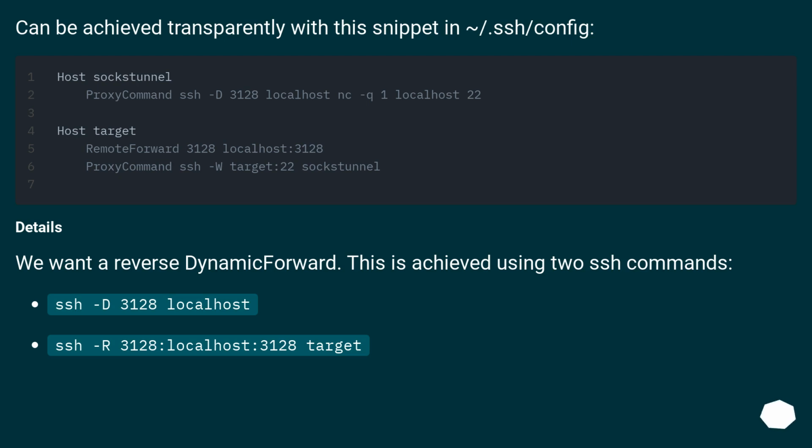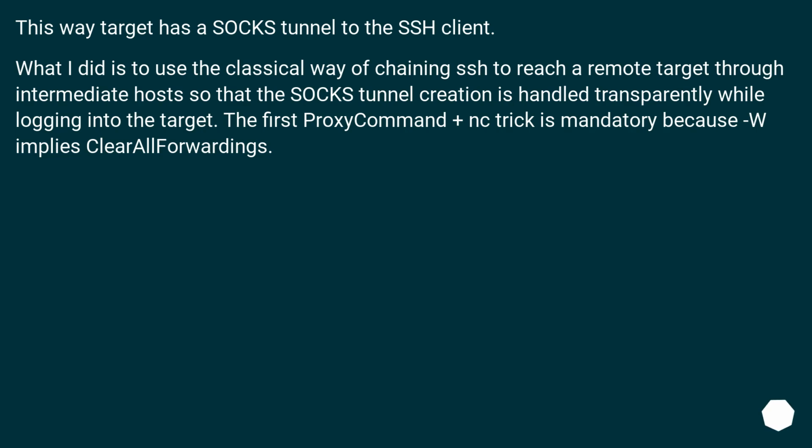Details. We want a reverse dynamic forward. This is achieved using two SSH commands: ssh -D 3128 localhost, and ssh -A -R 3128:localhost:3128 target. This way the target has a SOCKS tunnel to the SSH client.